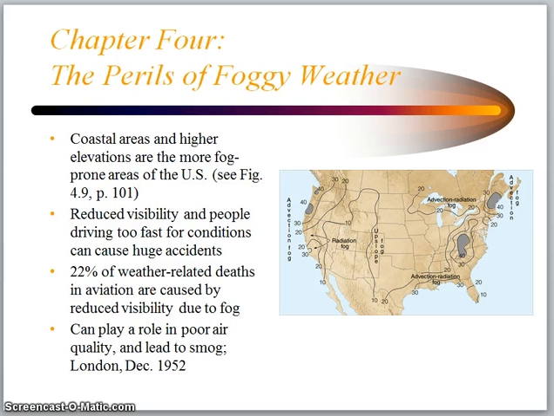Now, let's talk about the dangers of foggy weather. Again, you see these newspaper headlines, fog blamed on accident. Once again, it's people driving too fast in the fog that really are blamed on the accident. Obviously, coastal areas and higher elevations are more fog-prone areas, if you look at figure 4.9 on page 101. Reduced visibility. People driving too fast for conditions can cause huge car pileups.